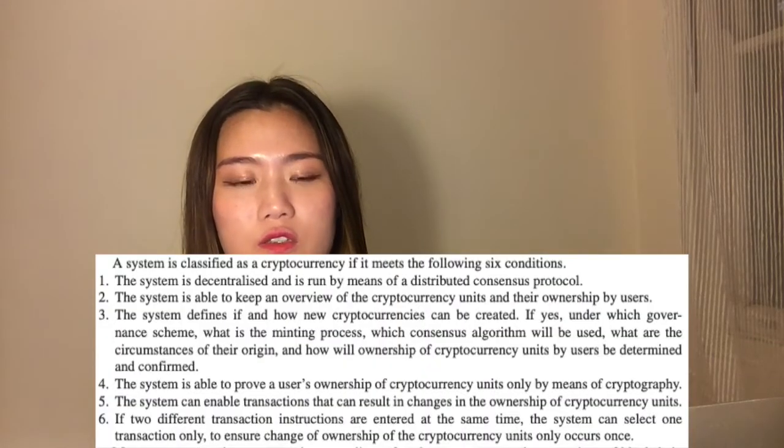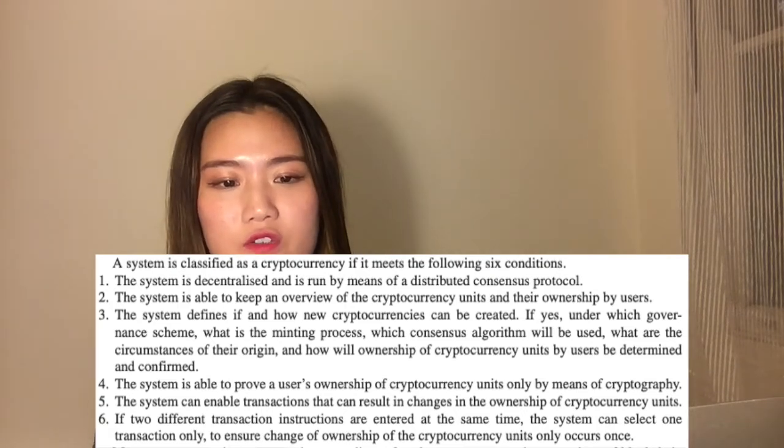So the benefits of utilizing smart contracts will be speed, precision, trust and safety, fewer intermediaries, lower cost, and new operational models. So a system is classified as a cryptocurrency if it meets these following 6 conditions.